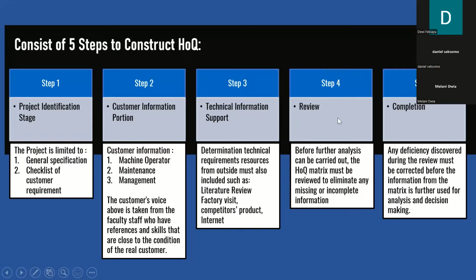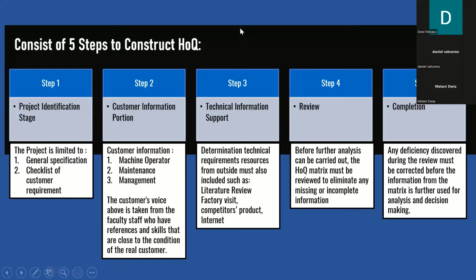Step 1 is the project identification stage. The project for this pultrusion machine is limited to the general specification and the checklist of customer requirement, because of the constraint of budget, time, and the product itself.